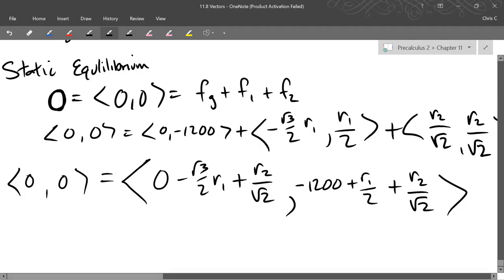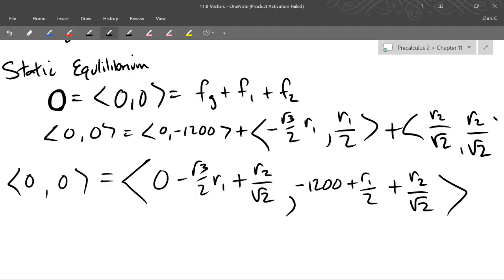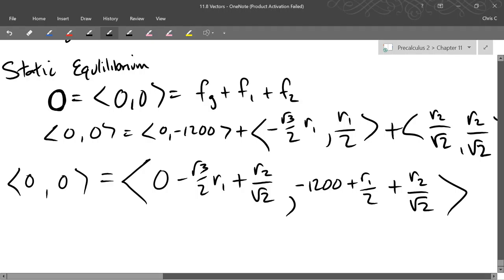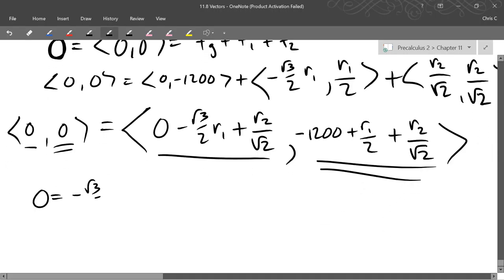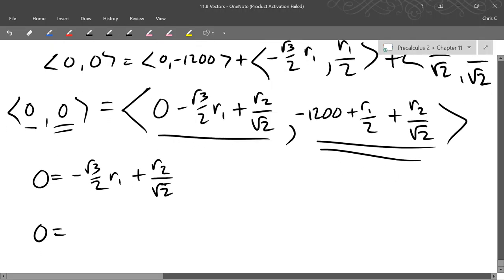And when are vectors equal? Vector equality. What has to be true about each? Yeah, so you go coordinate by coordinate. So your x has to match your x, your y has to match your y. There's no z here, but there's really two equations. I'll underline the first equation. So it's going to be 0 equals that quantity. And then I'll put two underlines on the second equation. So there's really two equations in a vector equation here. If I was in three dimensions, there would be three equations, one for each coordinate. So we get 0 equals negative square root 3 over 2 R1 plus R2 over square root 2. And the second equation, that's the x equation, the y equation, negative 1200 plus R1 over 2 plus R2 over square root 2.